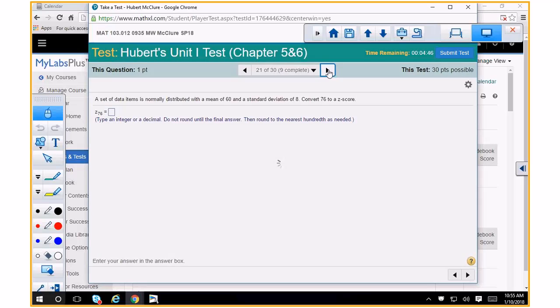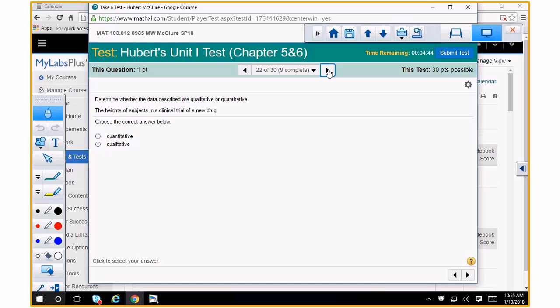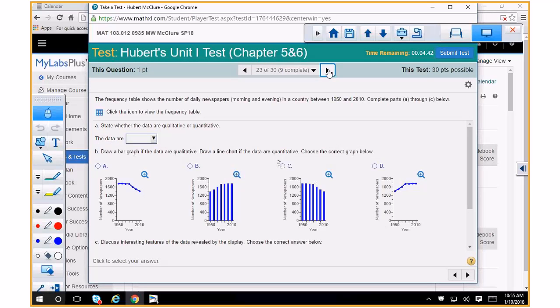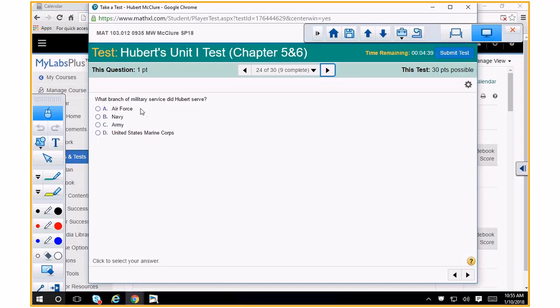Math. There's quantitative versus qualitative. Math. Which branch of military service did Hubert serve? I will fail you if you put Army. Okay? What tells you which one it is? Because only a Marine would say United States Marine Corps. Okay?